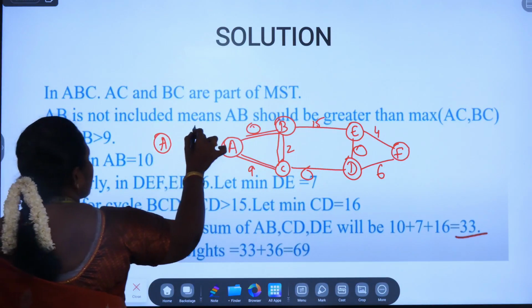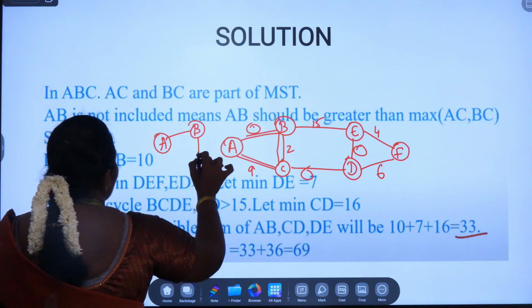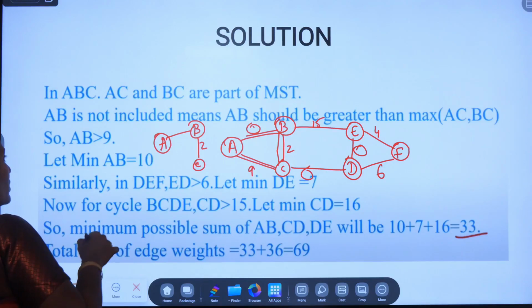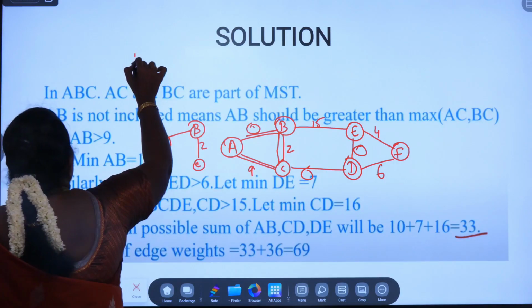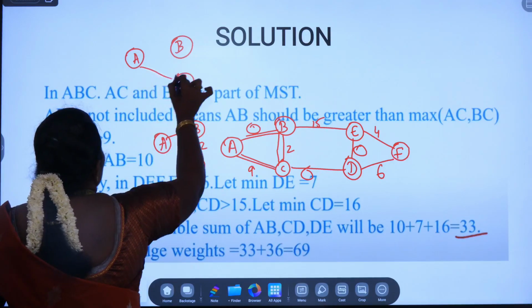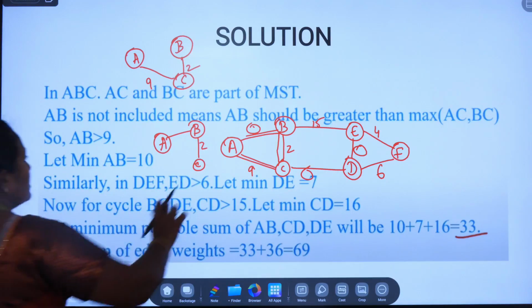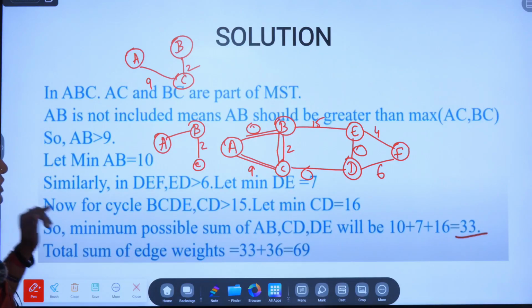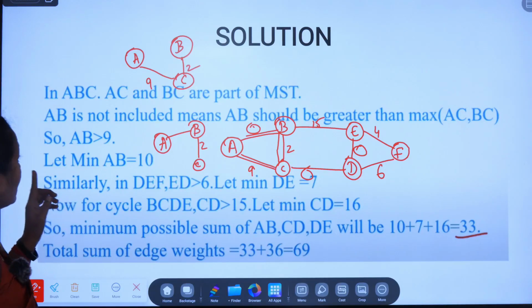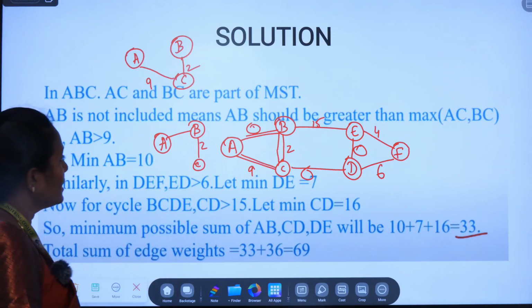This will be the minimum spanning tree, that is 2. This will be the minimum spanning tree, or otherwise what will be the minimum spanning tree here? This can be the minimum spanning tree. So what can we have for this value? What is the condition they have given in the problem? AB is not included, which means AB should be greater than the maximum of AC comma BC.